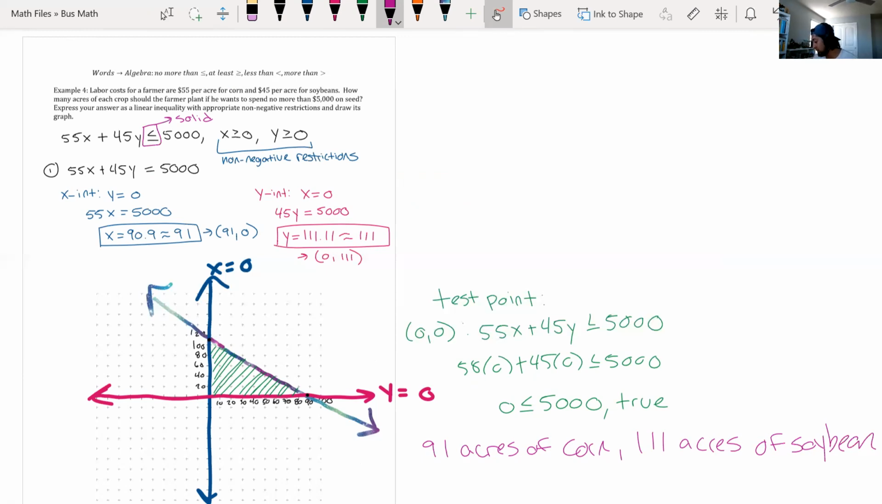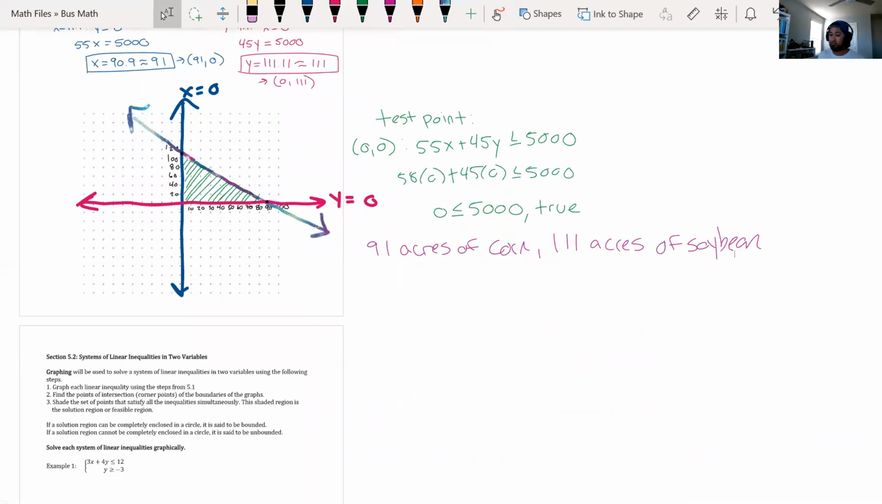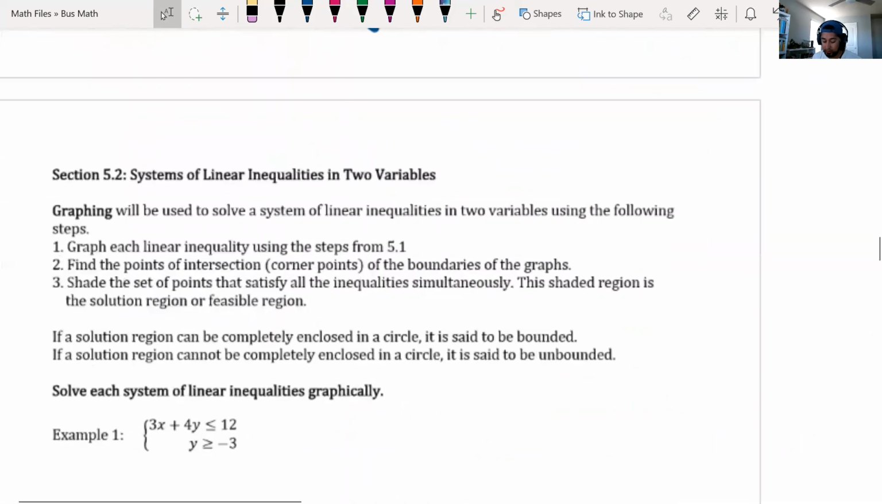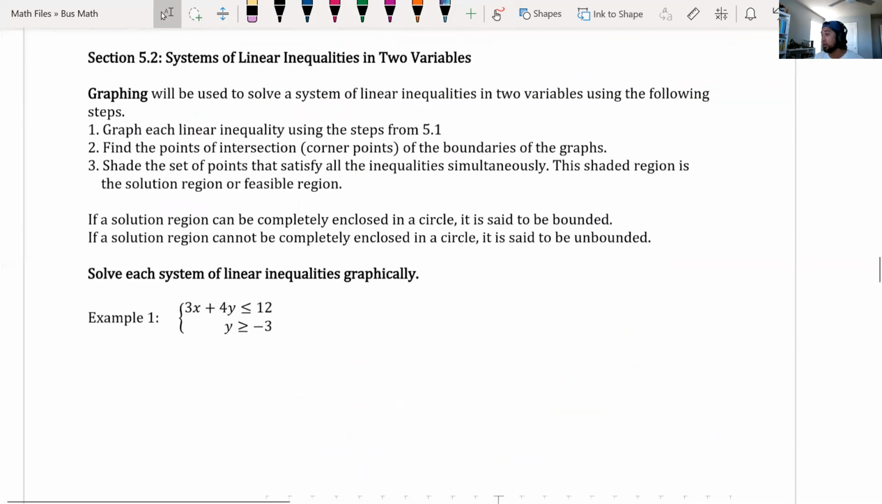Oh man, it's a lot. Okay, cool. All right, let's keep going then. That was 5.1. Now we're on to 5.2. Yeehaw. Which is no different because now we're still graphing inequalities, but now we have 2 or more inequalities.